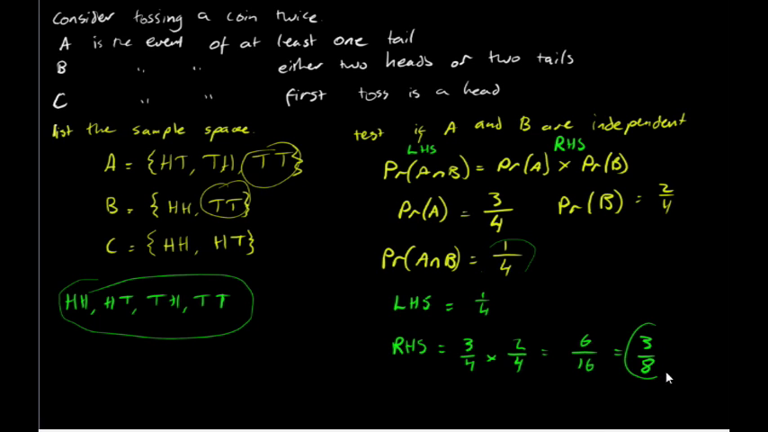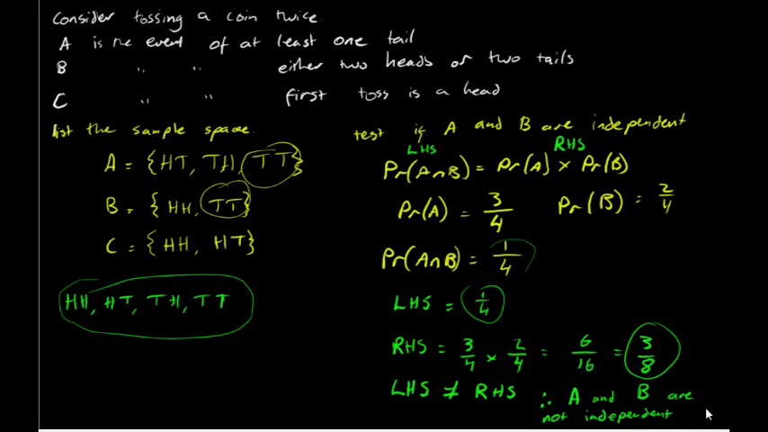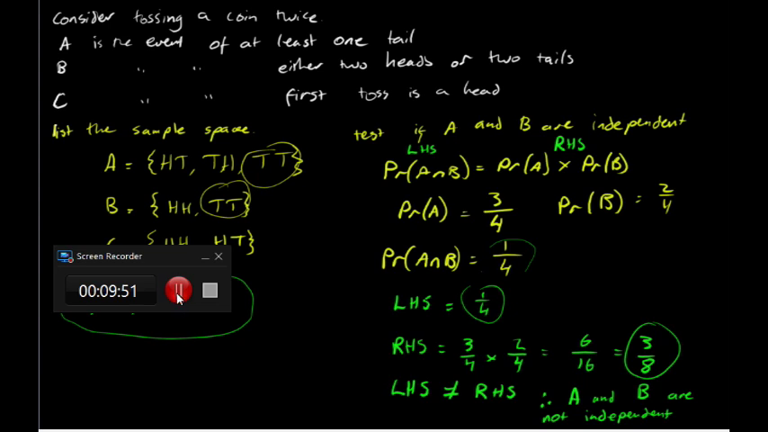Now, because we've got 3/8 and 1/4, we can say the left-hand side does not equal the right-hand side. So therefore, A and B are not independent of each other.